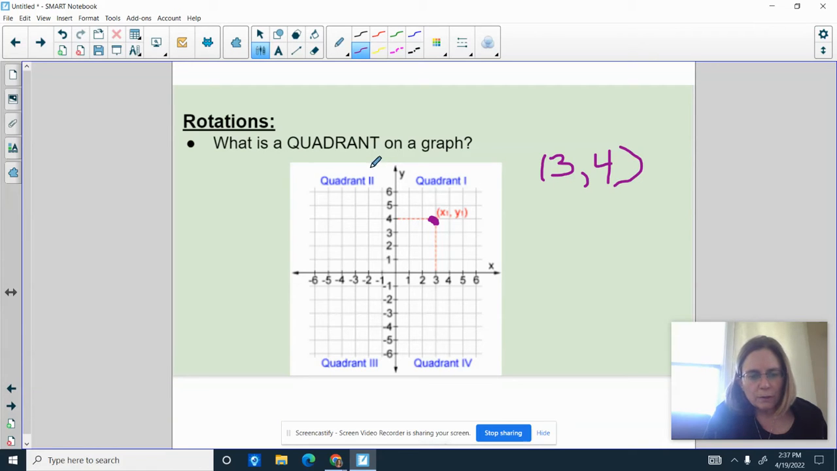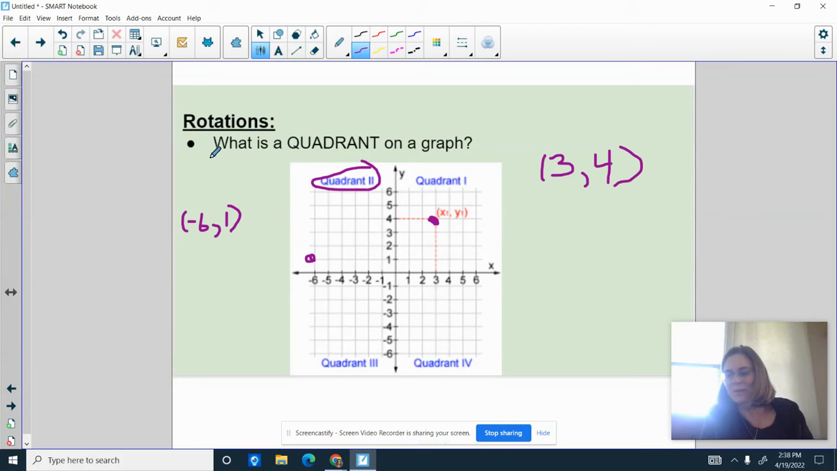Quadrant 2 is over here on the left-hand corner. And those numbers, if I just pick one out here, okay. So the x always goes first. So from the origin, that's like your home base, I come over to -6. And then I'm going up to +1. So the second point that I put on the coordinate grid is -6, 1.